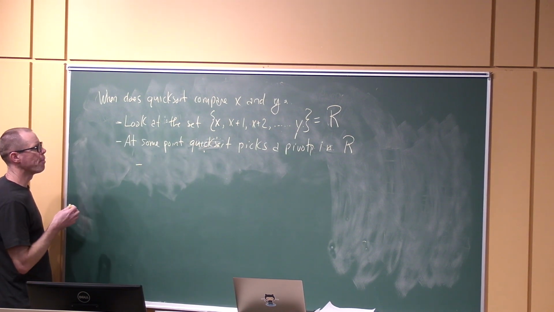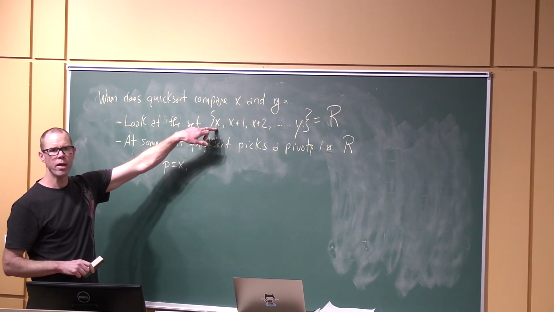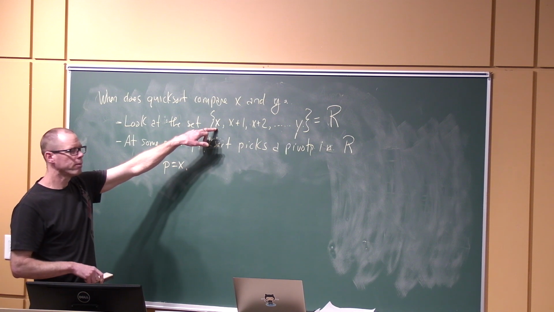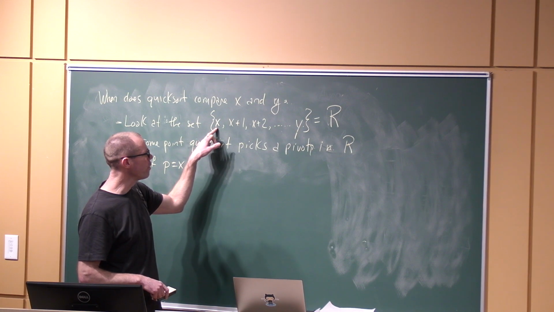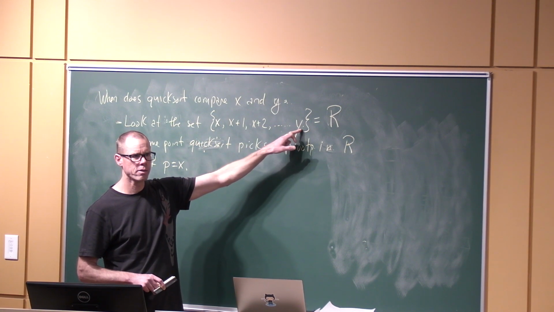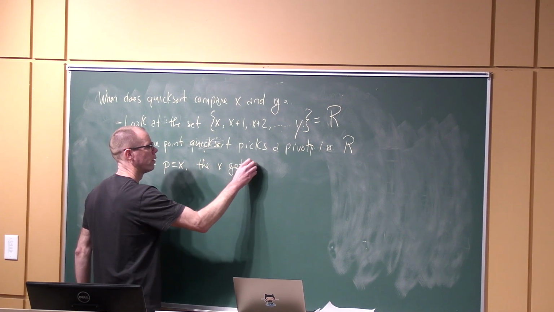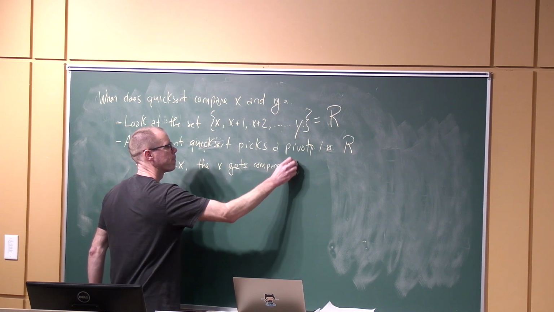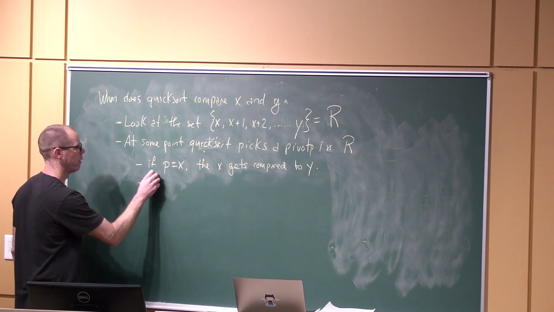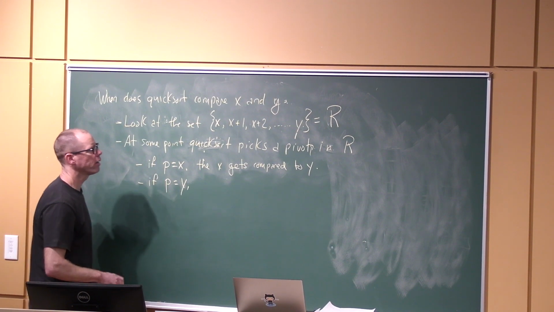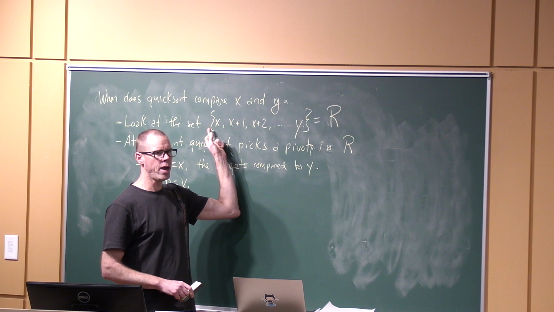So what are the things that can happen? If P is equal to X, so it picks this as the pivot, then X will be compared to Y, right? This is the pivot, and we partition around X, which means everything is compared to X, which means Y is compared to X. So if P is X, then X gets compared to Y. Similarly, if the first pivot that we pick from this set is Y, then everything in this set gets compared to Y, including X.